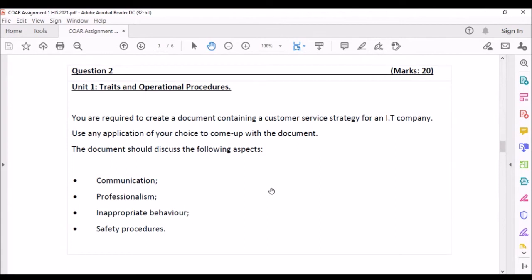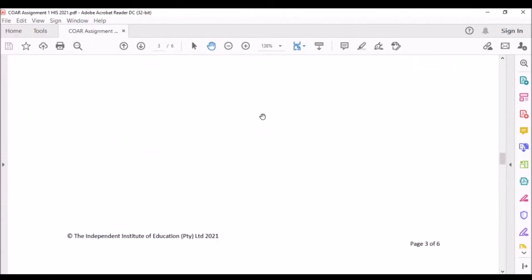Remember, you need to create this document, so try and avoid just plugging in someone else's IT customer service strategy, because again, that would be plagiarism. You can get an idea of what one looks like, but obviously, as far as content is concerned, ensure that that content shows your understanding of what safety and professionalism is all about, shows your understanding of what is happening as far as operational procedures would go. All right, so that one is done and dusted.